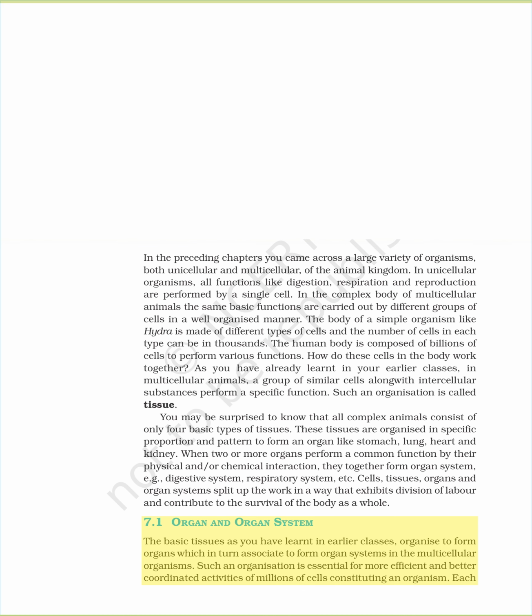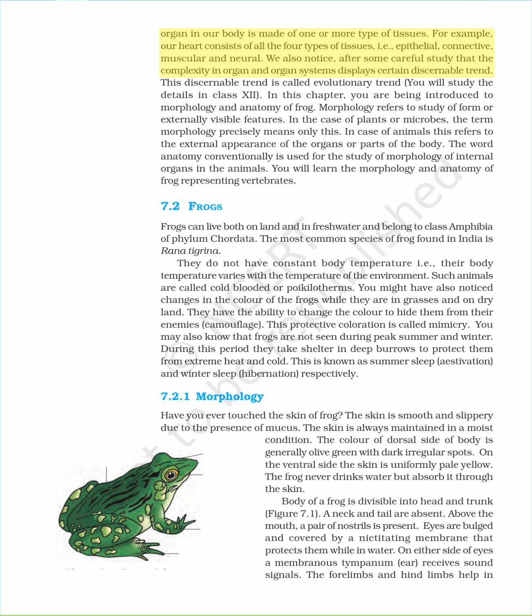Each organ in our body is made of 1 or more type of tissues. For example, our heart consists of all the 4 types of tissues, i.e., epithelial, connective, muscular and neural. We also notice, after some careful study, that the complexity in organ and organ systems displays certain discernible trend. This discernible trend is called evolutionary trend. You will study the details in Class 12.